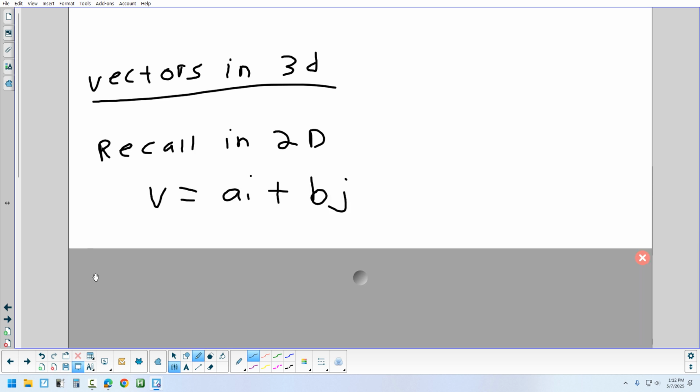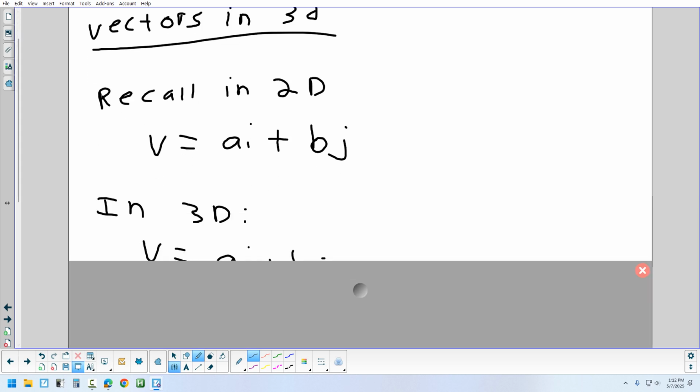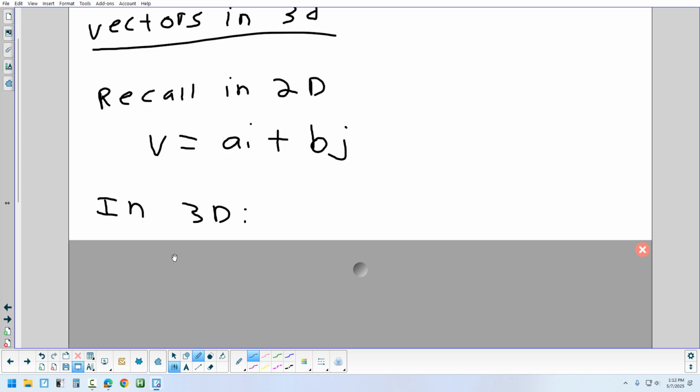So in 2D, you have horizontal and you have vertical. Those are the 2 directions. When we talk about 3D, I'm not going to use horizontal and vertical, because depending on how you're looking at it in 3D, horizontal and vertical don't make sense. So in 3D, we have to add another unit vector.